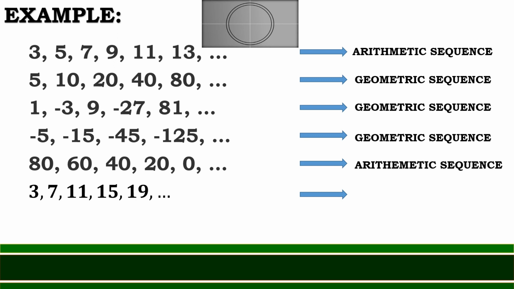Okay? So, makikita natin ano yung pattern na meron tayo. Okay, by adding 4. 3 plus 4, 7, 7 plus 4, 11, 11 plus 4, 15, 15 plus 4, 19. So, dahil nag-add tayo, ibig sabihin, this sequence is arithmetic sequence. Very good.